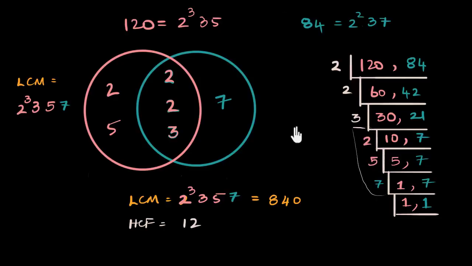And observe how that neatly ties into this diagram. 2 into 2 into 3 is over here. You multiply that alone, you get your HCF. There's 2 into 5 that's left behind on the 120 side. And there's another 7 that is left behind on the 84 side. And you multiply all of these together. You were told that you'll find the LCM, but now you know exactly why.